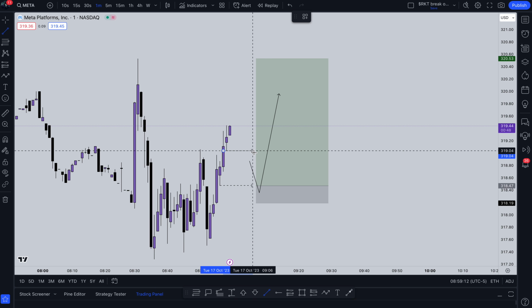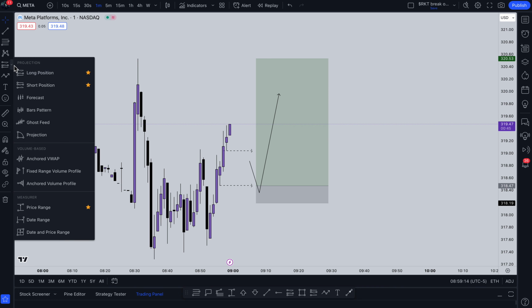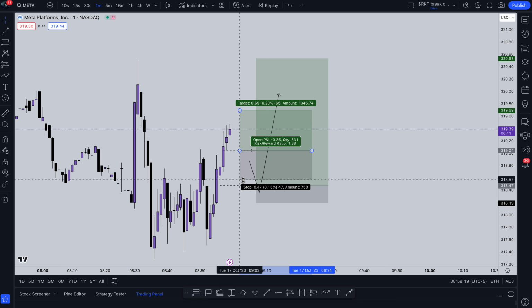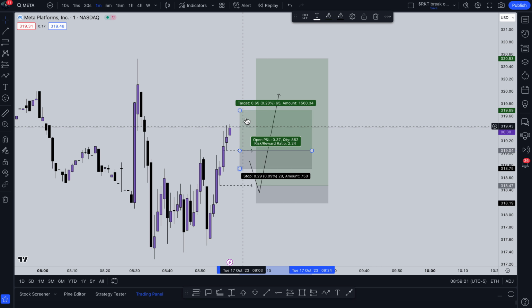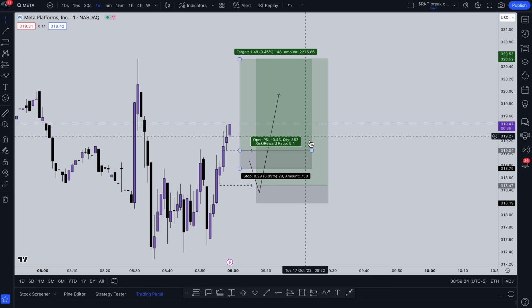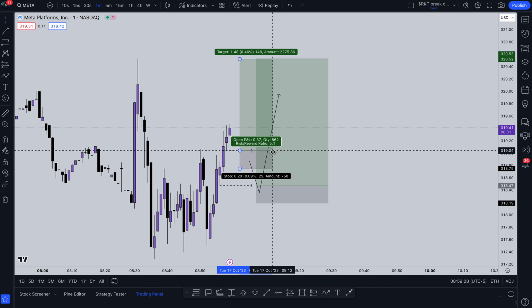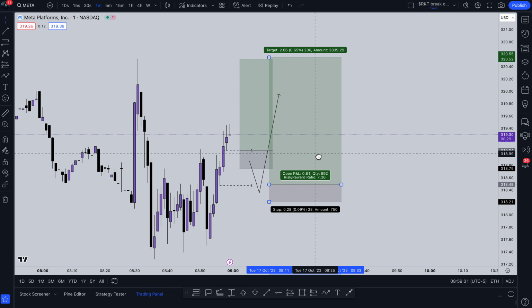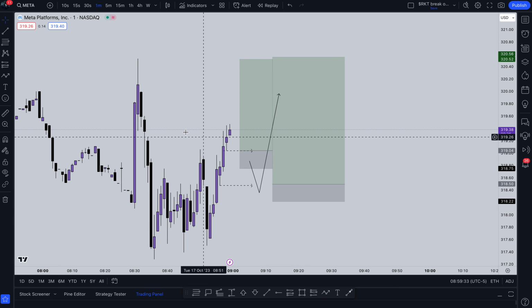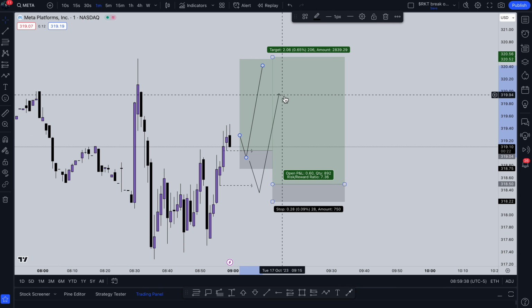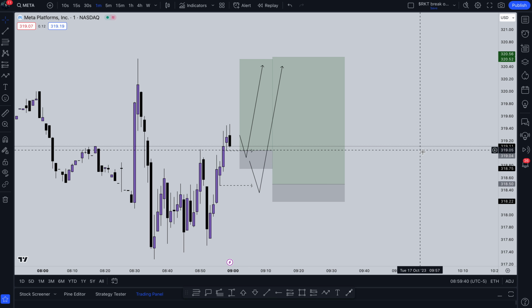I'll say my first area of entry will be here. But this is where I'm just gonna start a light position. So something like this will be the light position. And if price comes back down here, then I'll place the majority of the position. So 2 setups. And if price pulls back with momentum.